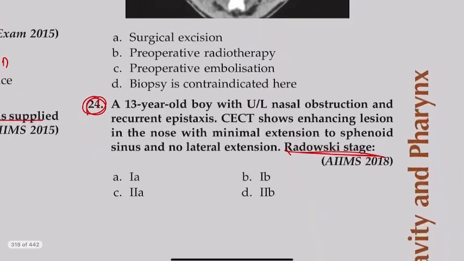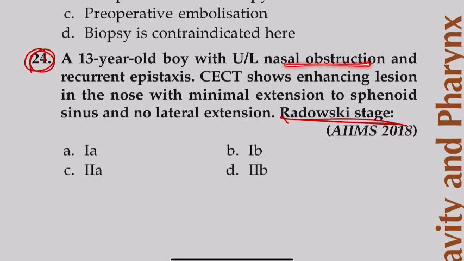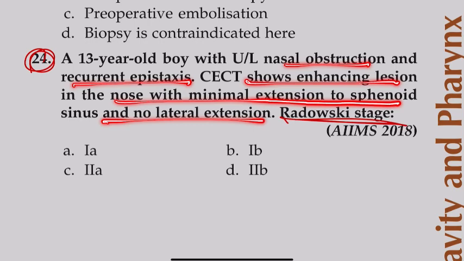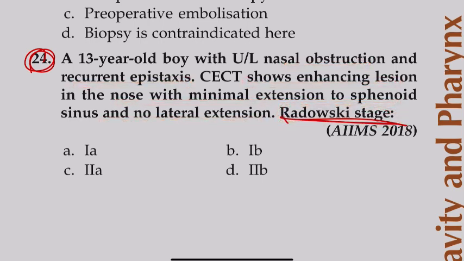A 13-year-old boy with unilateral nasal obstruction and recurrent epistaxis, CT showing an enhancing lesion in the nose with minimal extension to the sphenoid sinus and no lateral extension. What is the Radkowski stage? Here the right answer is 1B. Now, what is 1B?